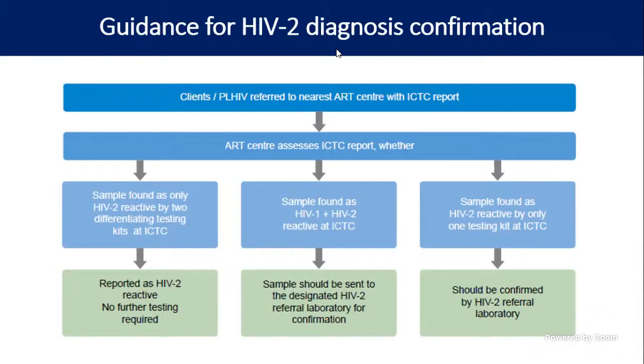Suppose the ICTC has performed the first type of assay, where the sample is only HIV-2 reactive by 2 differentiating testing kits at the ICTC itself. It is reported as HIV-2 reactive and no further testing or confirmation is required for this particular patient. However, if a patient has both HIV-1 and HIV-2 reactive sample, then we need to send the sample to a designated HIV-2 referral lab for confirmation that HIV-2 is indeed present. And of course, if only one kit has detected HIV-2 reactivity, in that situation also it should be reconfirmed by sending the sample to an HIV-2 referral laboratory.